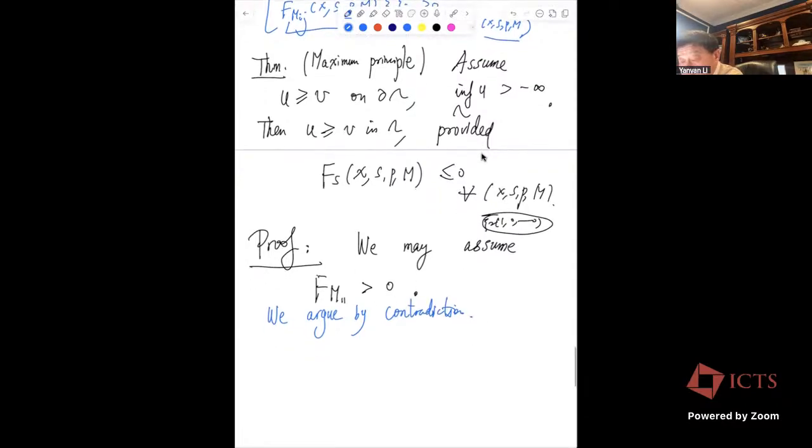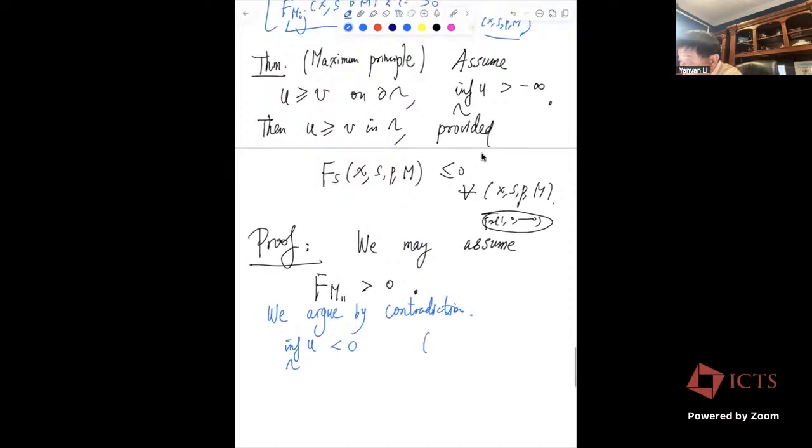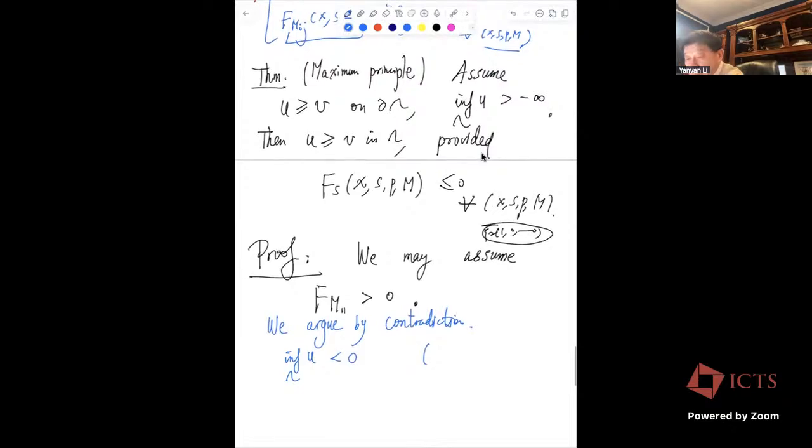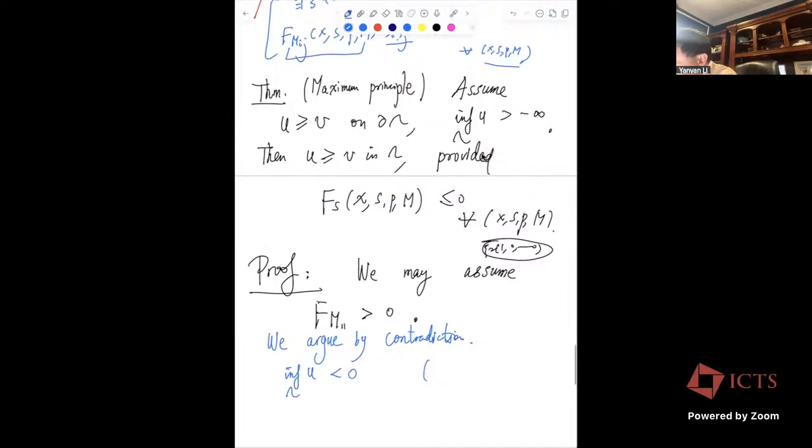Suppose not. Then we know that the inf of u on omega will be negative. Because without loss, we'll set v equal to 0. Wait a minute, I should set it up first.